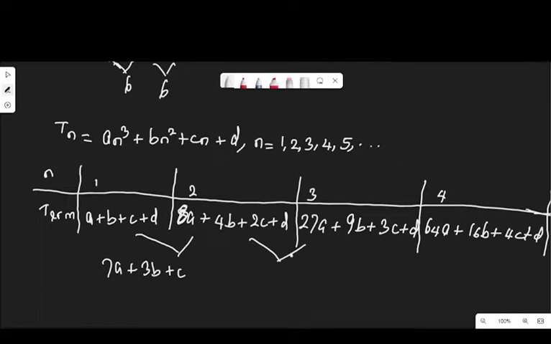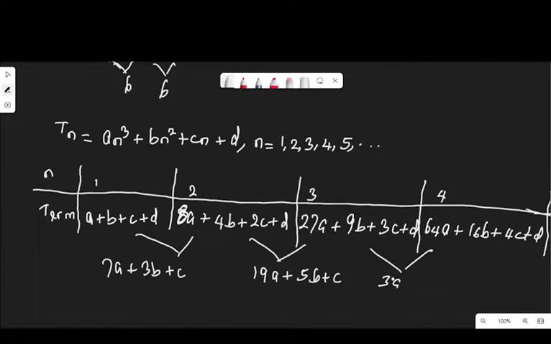Again, we do the same thing here. 27 minus 8 is 19, 19a. 9b minus 4b is 5b. 3c minus 2c is 1c. d minus d is gone, 0. Then 64a minus 27a. 64 minus 27 is 37.